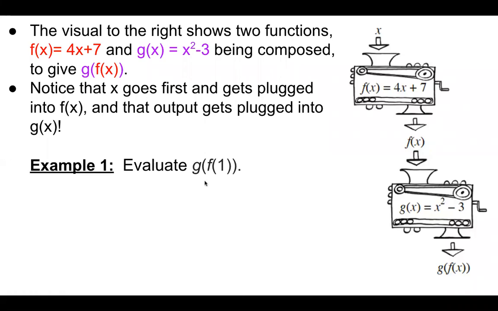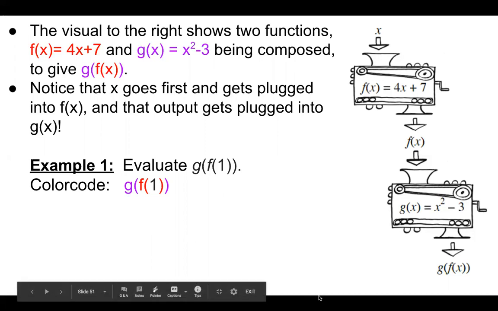It says evaluate g of f of 1. The first thing that goes in is your x. In this case, it's 1 that's going to be plugged in. But you could also color code to help you. Again, I made g purple and f red. If you don't have any crayons or colors or highlighters, that's okay. You don't have to color code it. But let me show you what I mean.